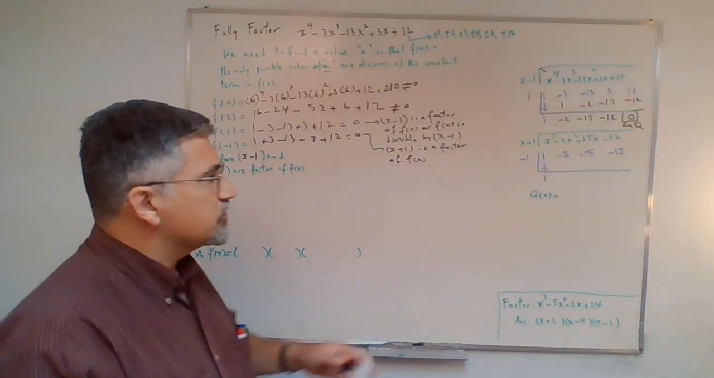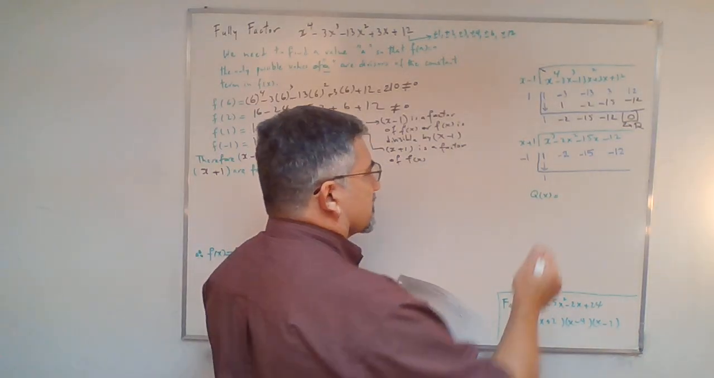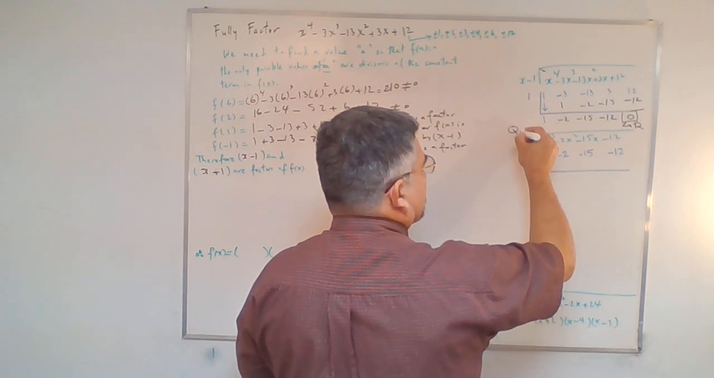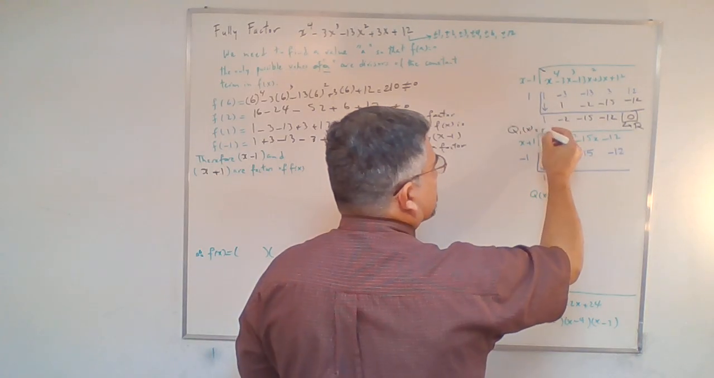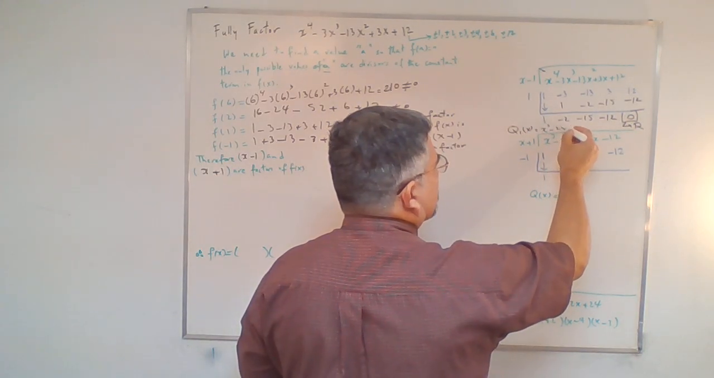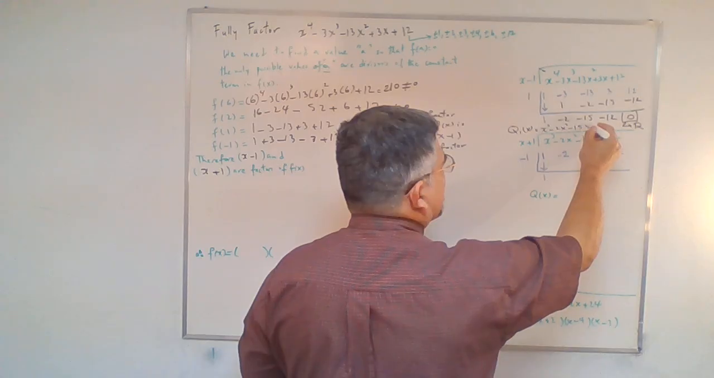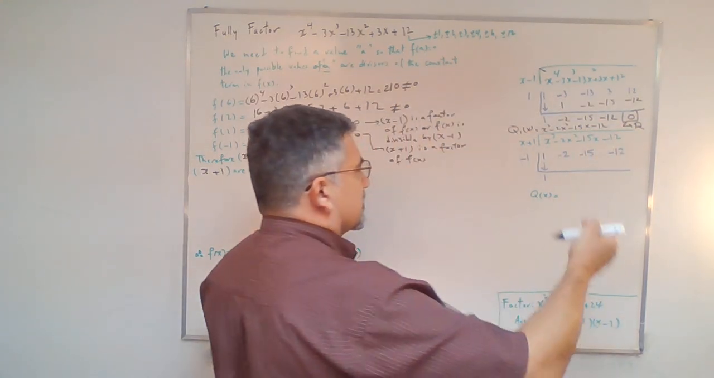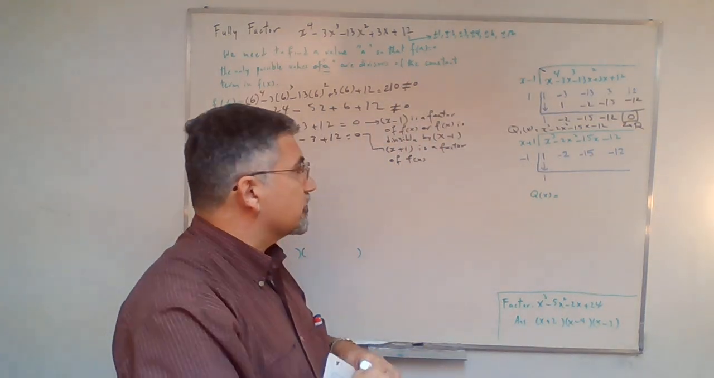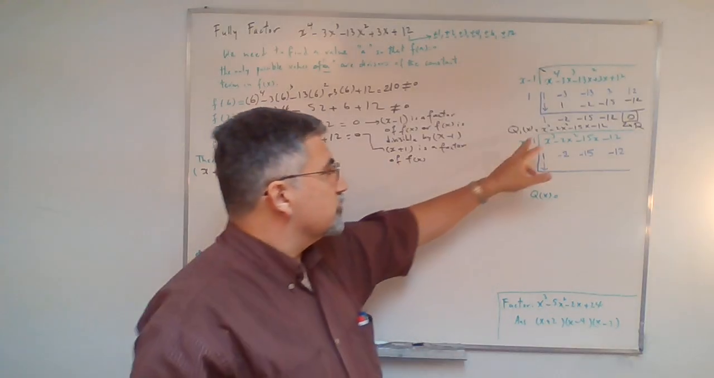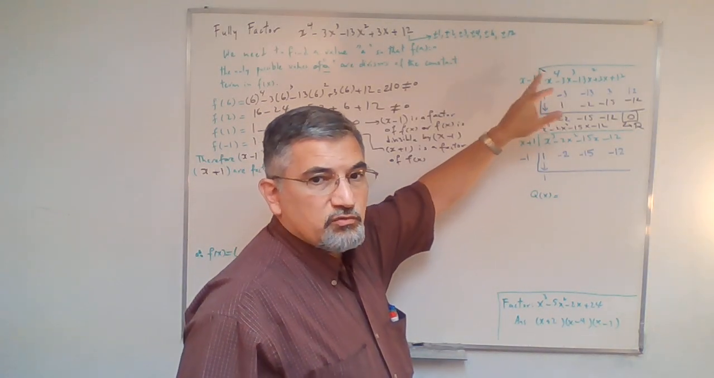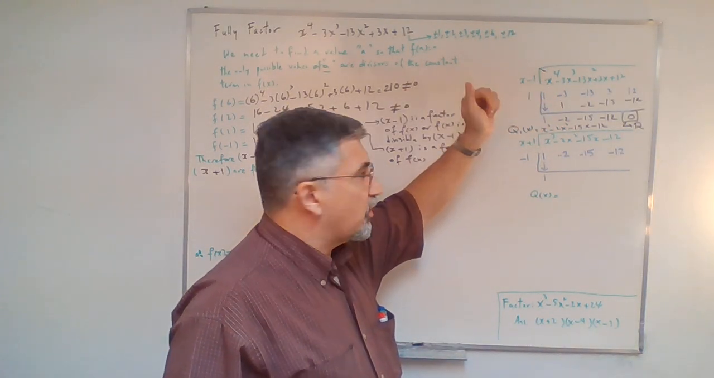Okay, so the quotient here, I can call this quotient number 1. This would be x cubed minus 2x squared minus 15x minus 12. Okay, so this cubic expression times x minus 1 is equal to the original quartic polynomial.